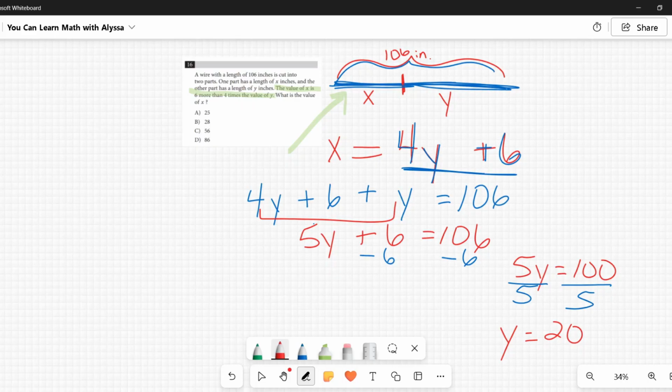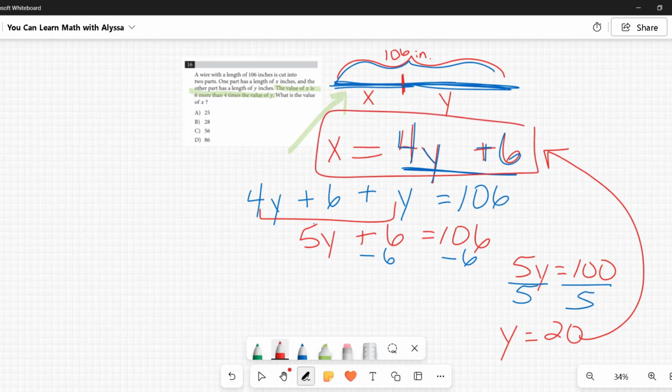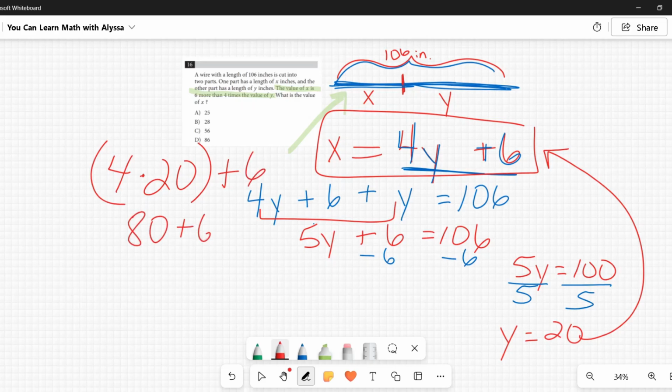Instead, we have to figure out what x is. Well, to do that, we take that 20 and we put it back into our first equation here. X is equal to 4 times y plus 6. So 4 times y, my y is 20, plus 6. 4 times 20 is 80. 80 plus 6 is 86, and that is D.